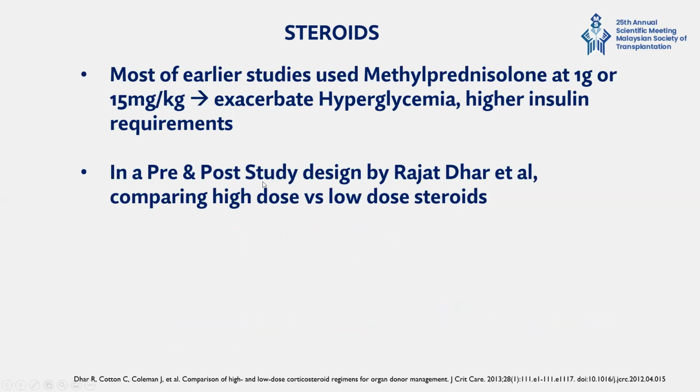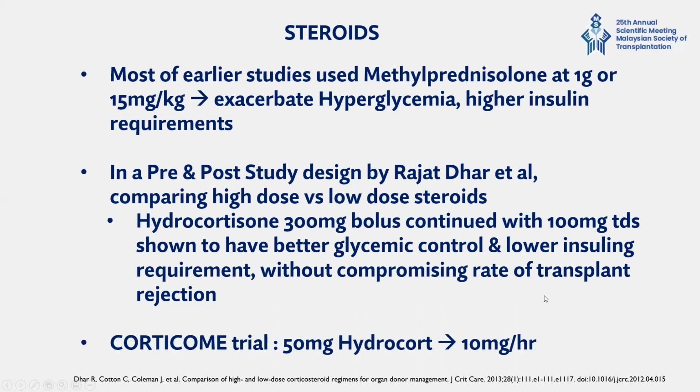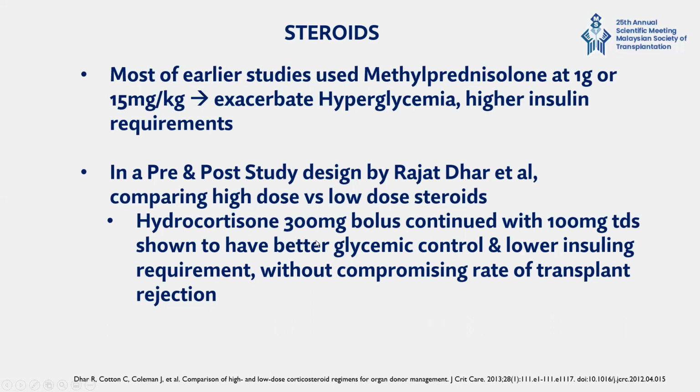So in a pre and post study designed by Rajat Dar et al., comparing high dose versus low dose steroid, hydrocortisone 300 mg bolus continued with 100 mg TDS was shown to have better glycemic control and lower insulin requirement without compromising the rate of transplant rejection. Okay, so in the pre-study they used methylpred and in the post-study they used hydrocortisone.